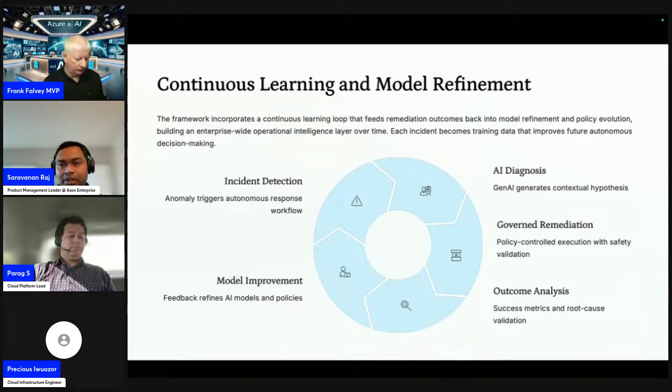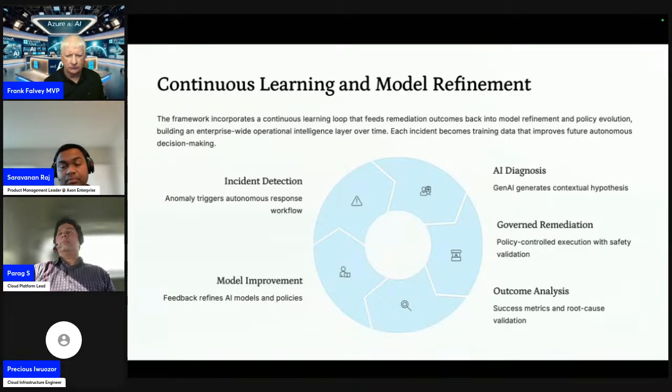That will be the GenAI specific diagnostic, which is the second part of the flywheel, where it looks at the contextual insights, including the prior outages or the related diagnostic logs, and generates contextual hypotheses. And the third part of the flywheel would be the governed remediation. This is where I talked about the policy controlled, safety-check validated production code or config change. And finally it would be the outcome analysis.